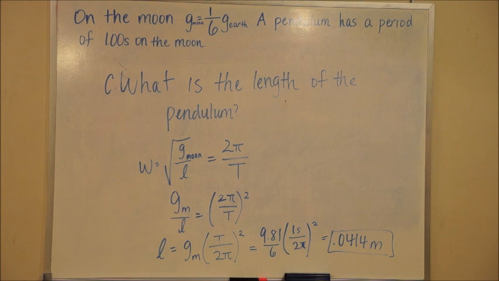Here you just use the equation angular velocity equals the square root of the gravity on the moon over length equals 2 pi over period. After squaring both sides, you get that the gravity on the moon over the length equals 2 pi over T, squared, and then after solving for L, you get that the length equals 0.0414 meters.